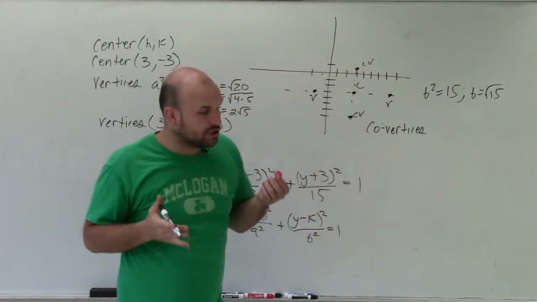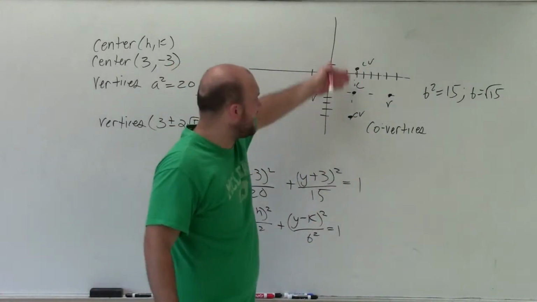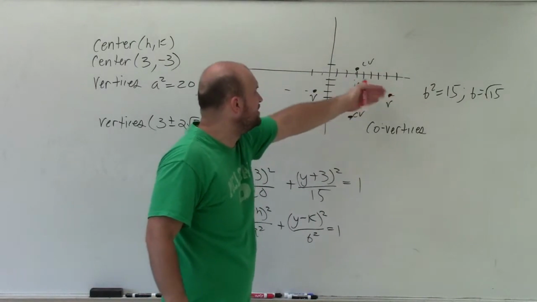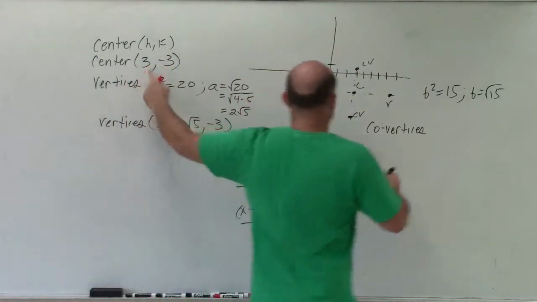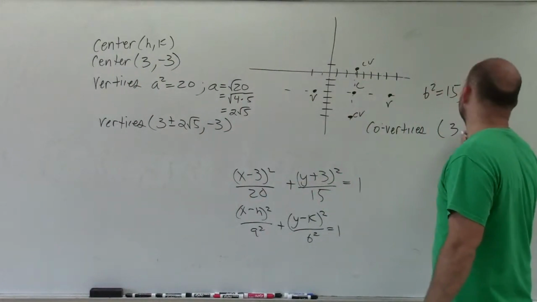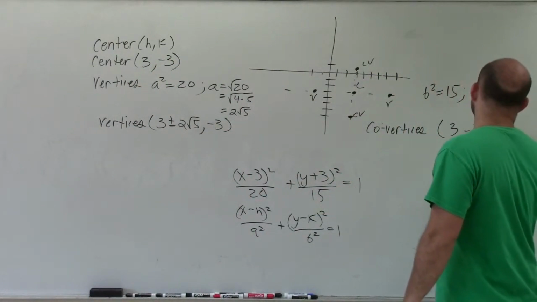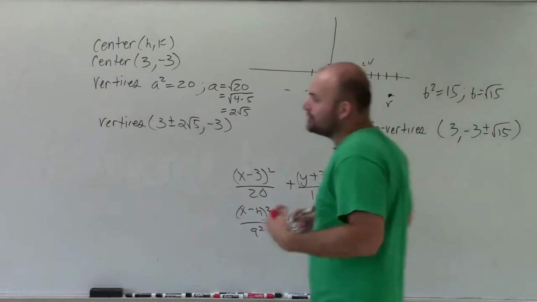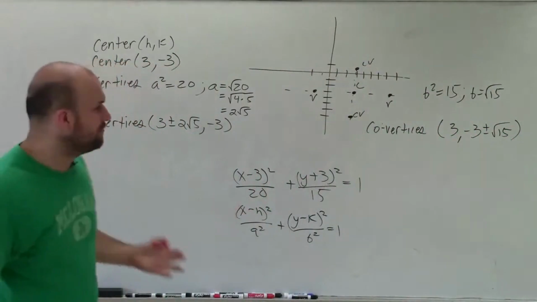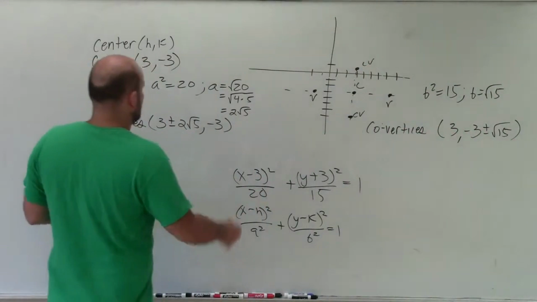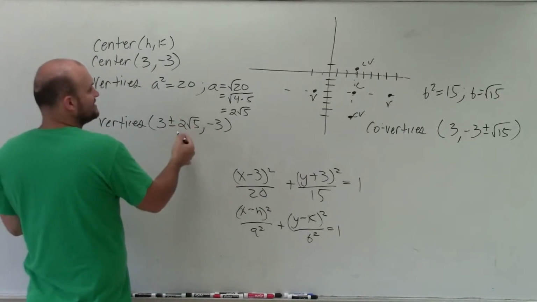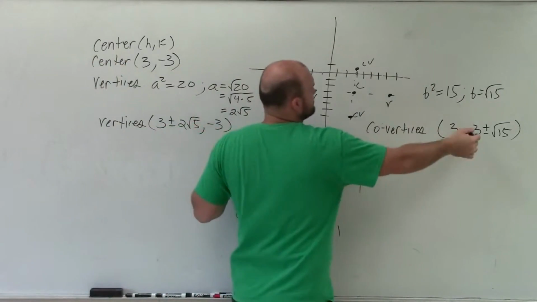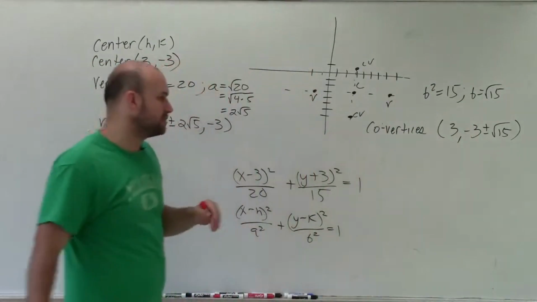Now notice that for the covertices, I went from the center and added and subtracted the square root of 15 from the y coordinate, as the x coordinates stay the same. So my covertices are going to be 3 comma negative 3 plus or minus square root of 15. Take note of the difference between how I wrote the covertices and the vertices. Since this is a horizontal major axis, for the vertices I add plus or minus to the x coordinate, and for the covertices I add and subtract to the y coordinate.